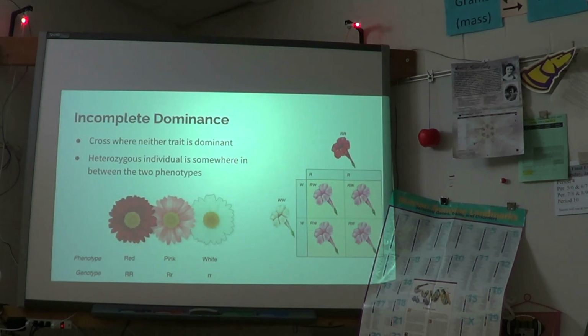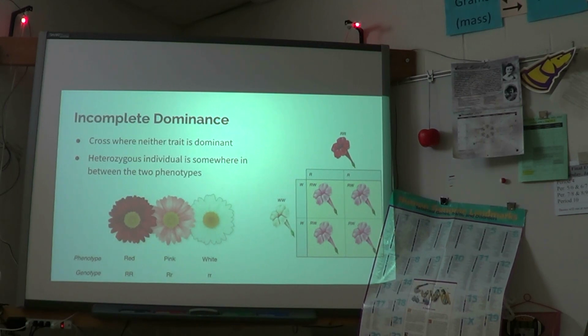So incomplete dominance. If something is incompletely dominant, I always think about the heterozygous being in between. Incomplete, in between. So there are certain species of flowers that when you take a red flower and a white flower, and you pollinate them, and we're saying homozygous red, homozygous white, when we cross them, we get pink.